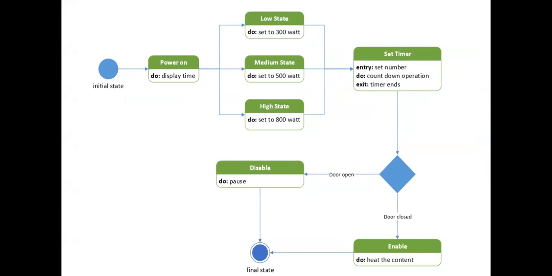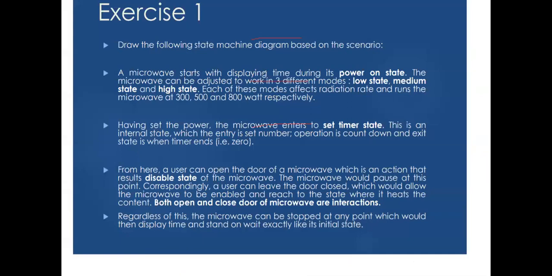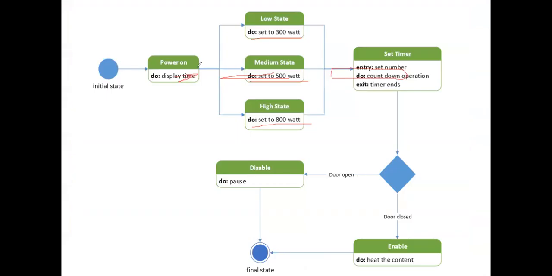And you can set up a low state, which then sets it up for 300, 500, 800, which was given in the question. If you go there, you will see in the question that the power on state is displaying the time. This is the start state of the microwave. Okay, look at the diagram that I have. If I open the diagram, you will see that power on displays the time, and you can set up 500, 300, and 800. Once this is done, it goes to a set timer, which has entry, do, and exit.